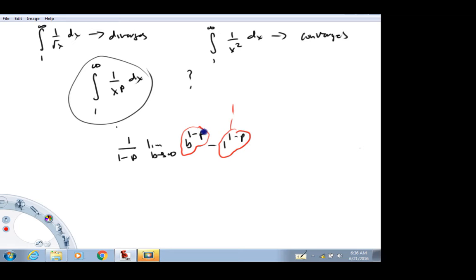Let's say, for the sake of example, that p were 2. This is now b to the 1 minus 2, which is 1 over b. As b goes to infinity, 1 over b goes to 0, and then this thing would converge. This will converge as long as p is greater than 1.